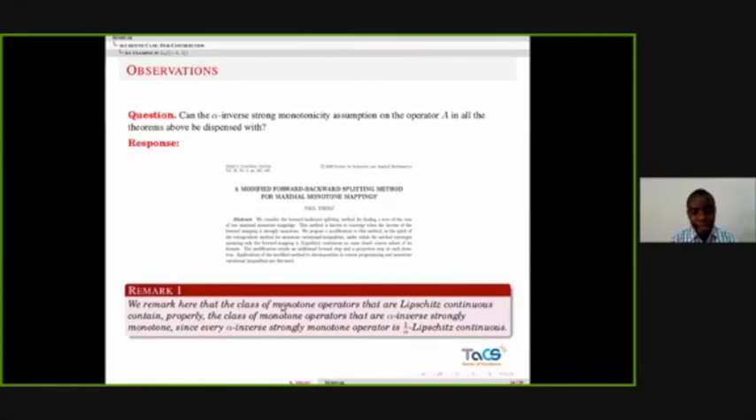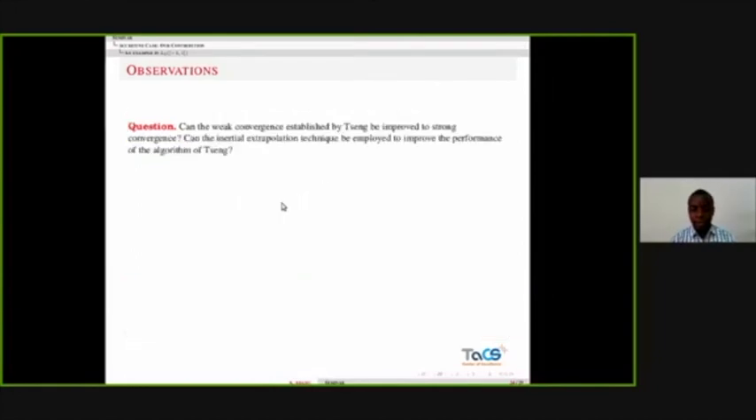We remark here that the class of monotone operators that are Lipschitz continuous, which Seng considered, contains properly the class of monotone operators that are alpha inverse strongly monotone, since every alpha inverse strongly monotone operator is 1 over alpha Lipschitz continuous, making the theorem of Seng more general. A natural question from that of Seng is, can the weak convergence established by Seng be improved to strong convergence? Can the inertial extrapolation technique be employed to improve the performance of the algorithm of Seng?